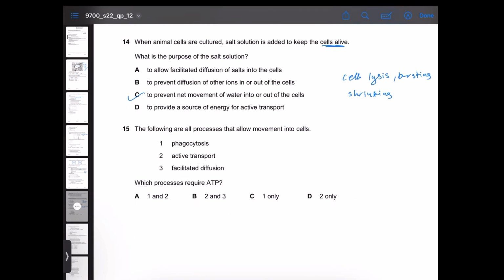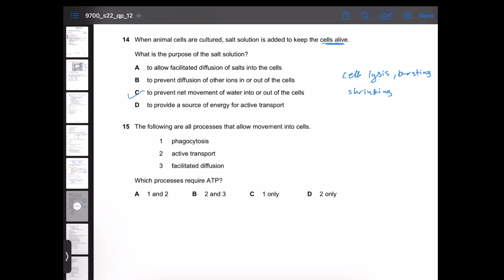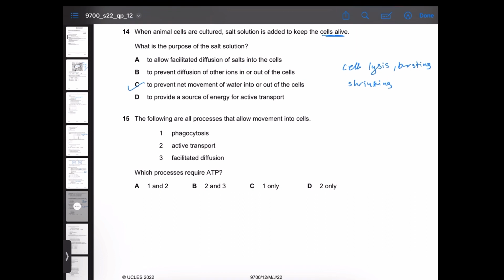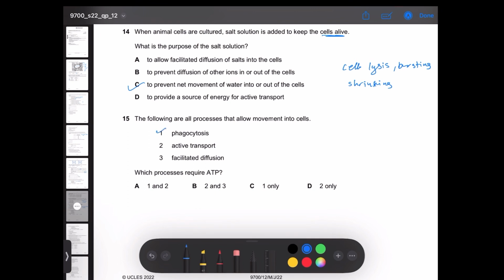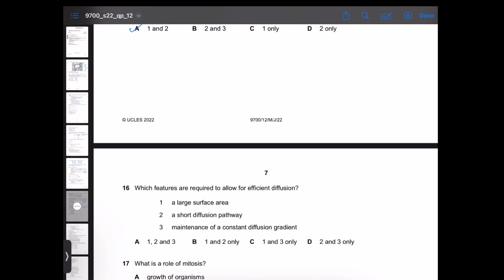The following are all processes that allow movement into cells. Which processes require ATP? Phagocytosis requires ATP. Active transport requires ATP. Cellular diffusion does not require ATP, but it does require carrier proteins for transport. So it will be A.